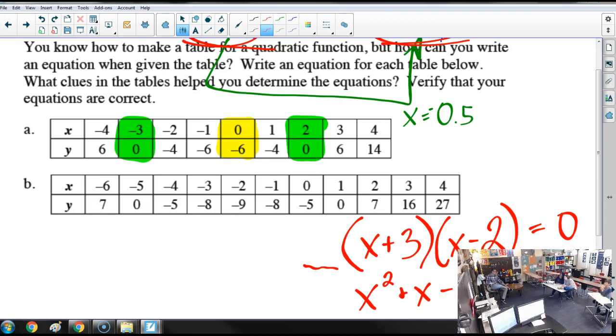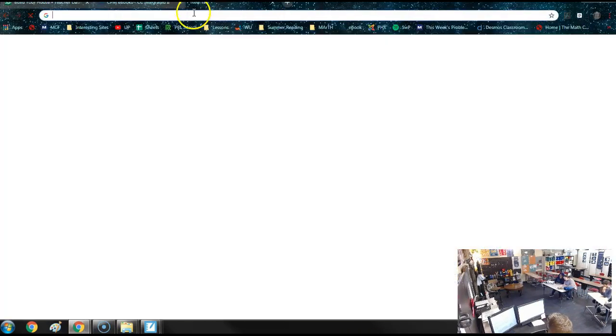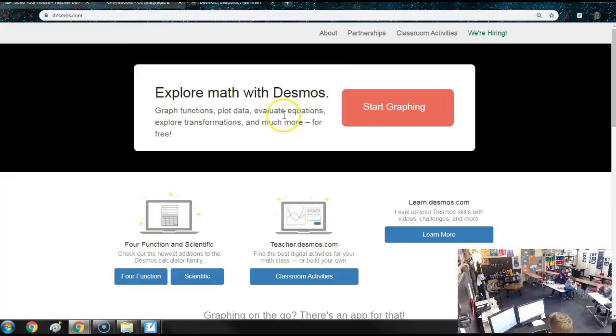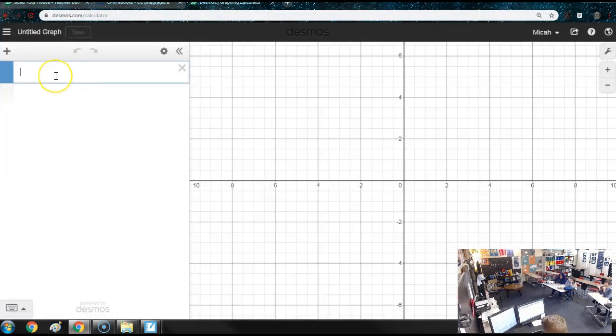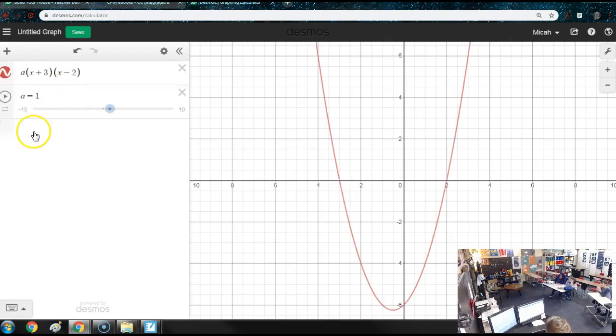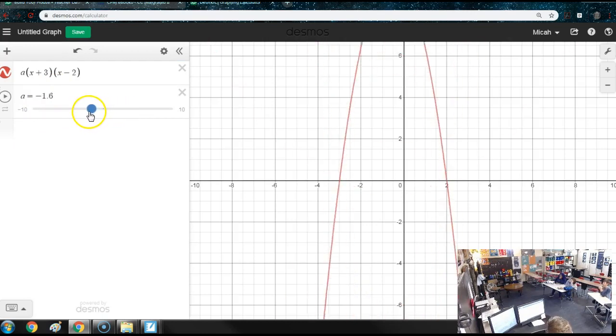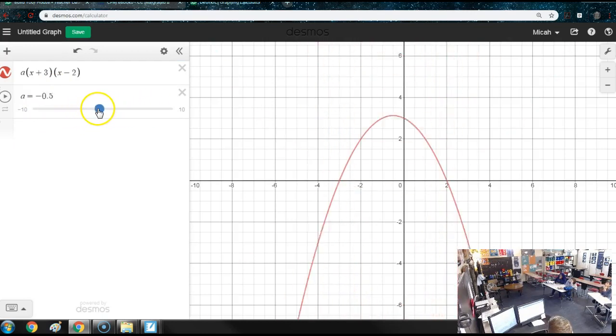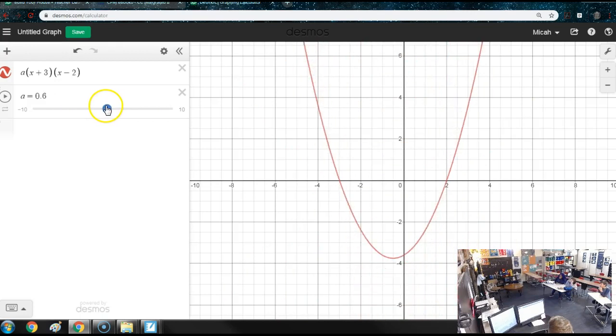Obviously this is right for the zeros, but remember what changing that a does. I need to make sure that we are clear on this. If we go look at Desmos, and we type in our x plus 3, x minus 2, our zeros are what they are. But a doesn't change the zeros, it changes everything else. So how do we check if we have an a or if a is just 1?